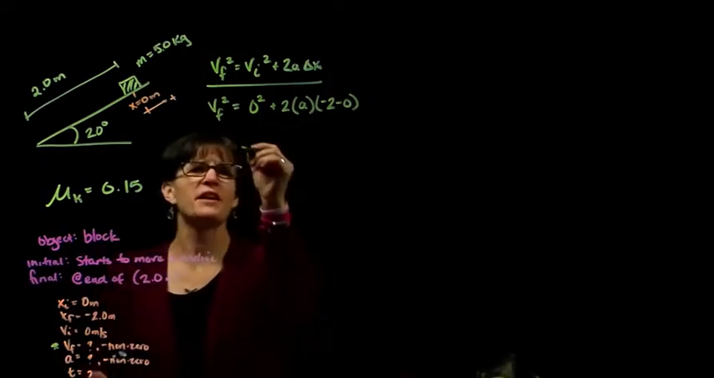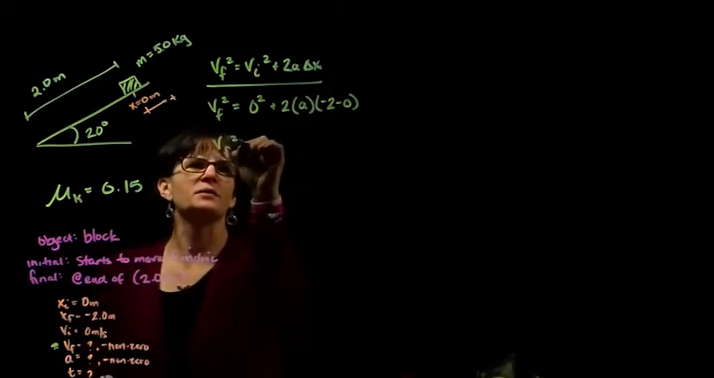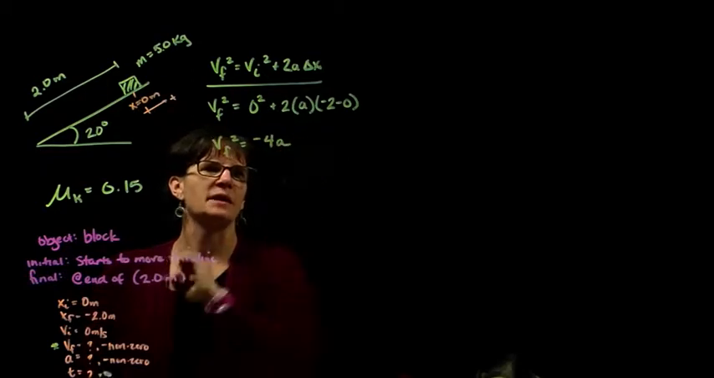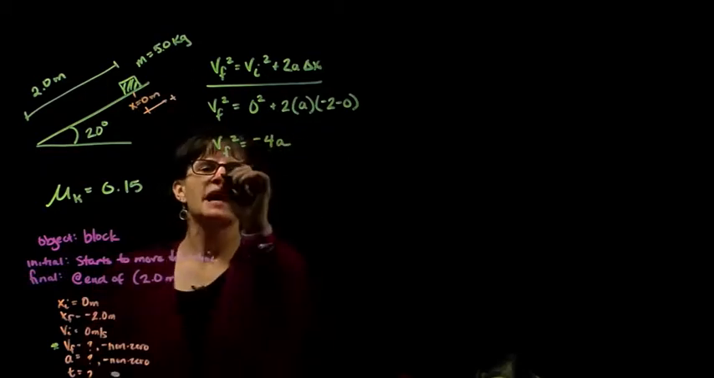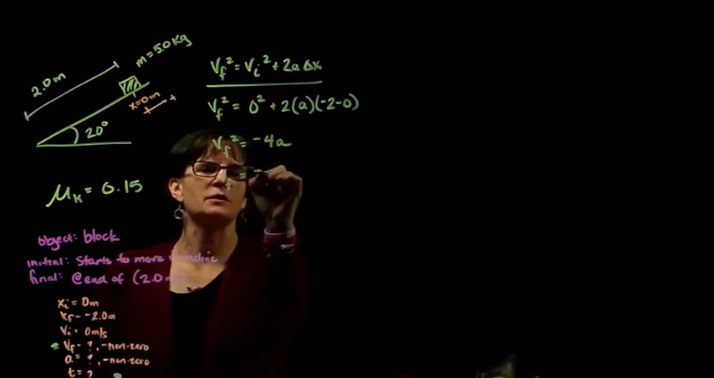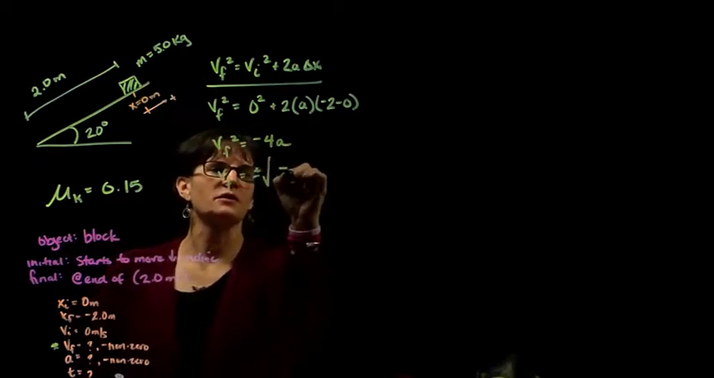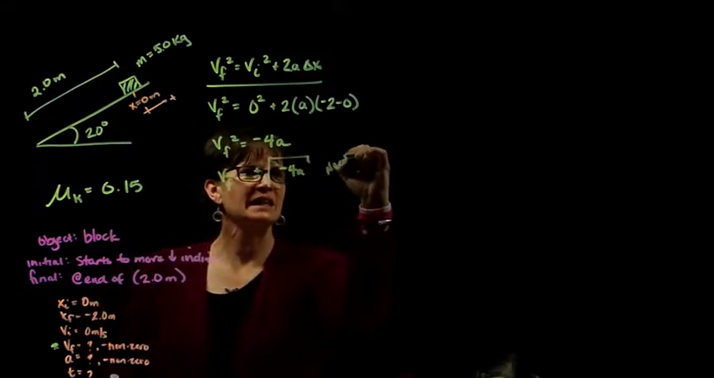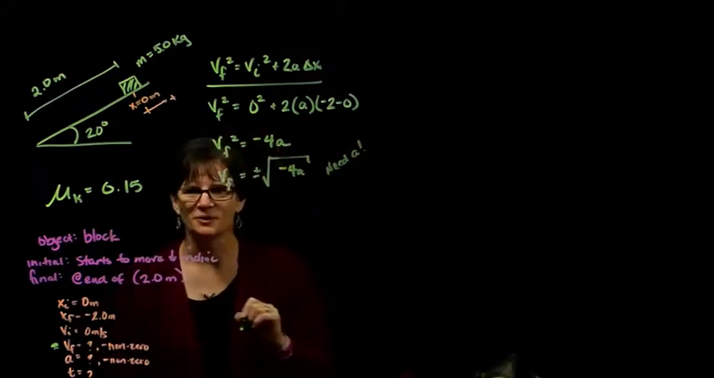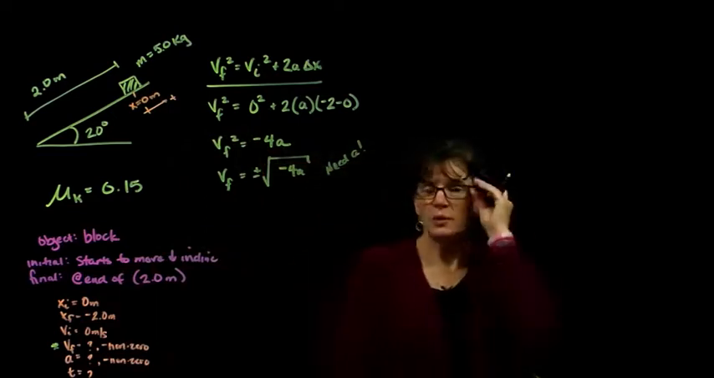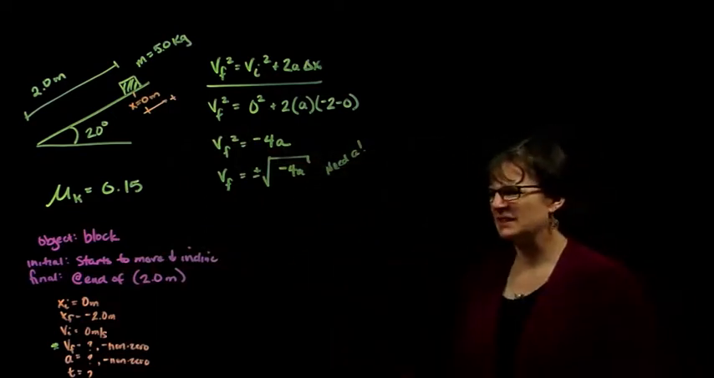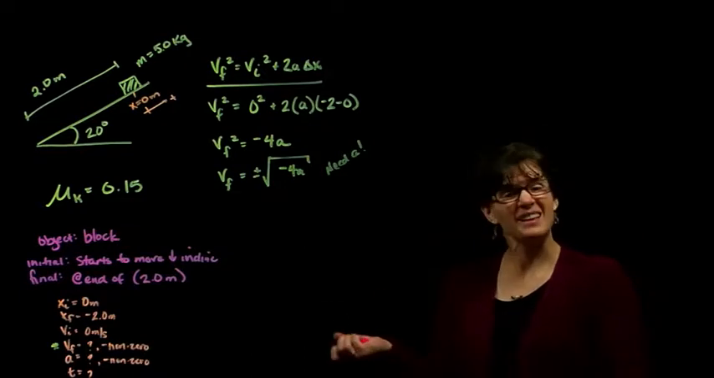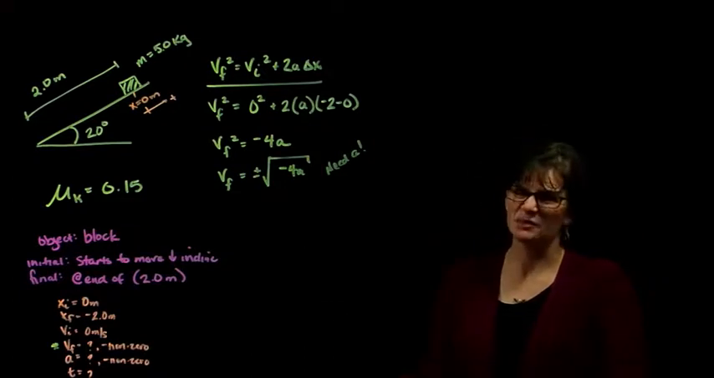So let's just simplify that real quick. We have v final squared equals minus 4 times the acceleration. And so v final is going to equal plus or minus the square root of minus 4 times the acceleration. I need that acceleration in order to solve the problem. Well, I could look at kinematics to find that acceleration, and I'm not going to be able to get it, because if I go after something else, I still need time, which is unknown.